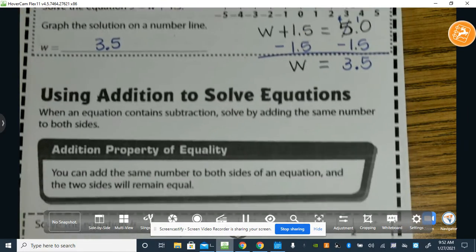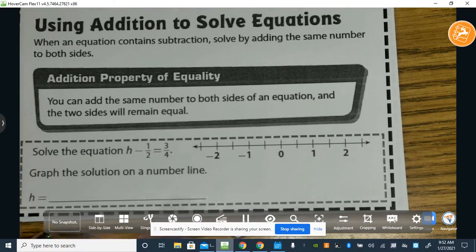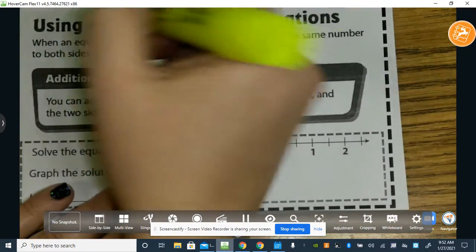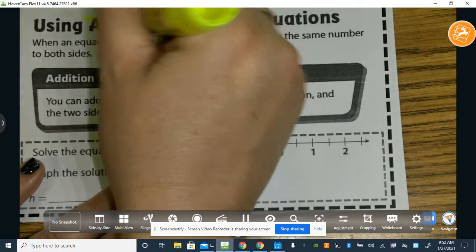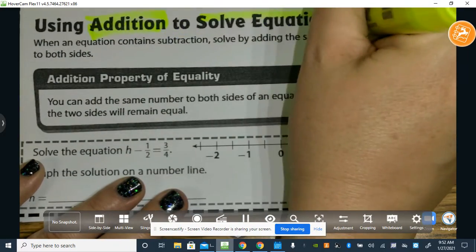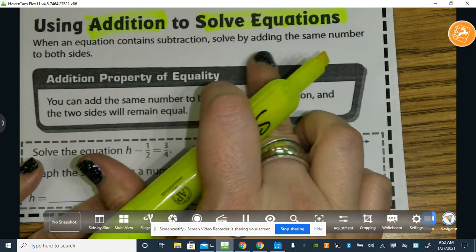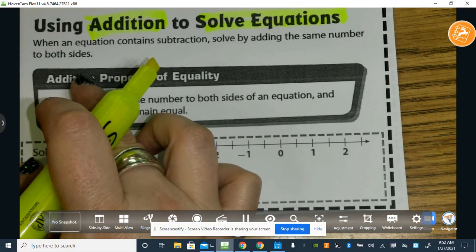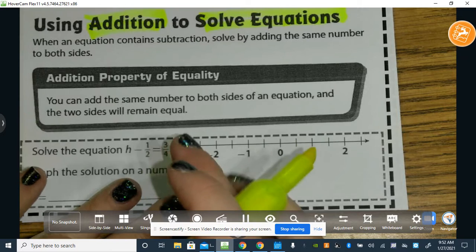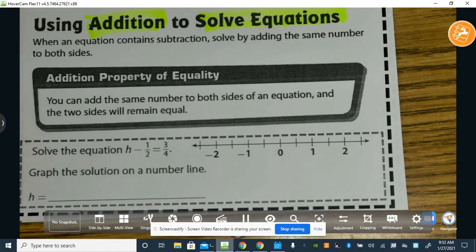Okay. Now, using addition to solve equations. When an equation contains subtraction, solve by adding the same number to both sides. Think of it like a scale. You have a scale, it's balanced. I add some to one side. What happens? That side goes down, the other side goes up, so it's not balanced.